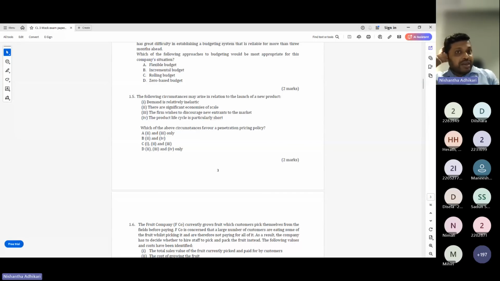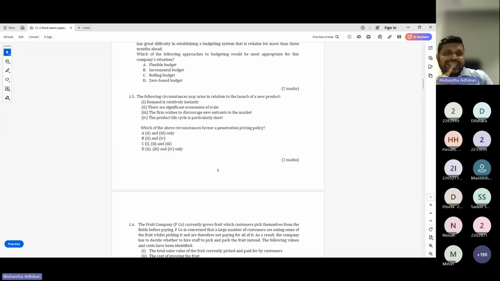Right, we will see. Demand is relatively inelastic. No, that is wrong. There are significant economies of scale. Yes, therefore you can offer a product at a lower price. The firm wishes to discourage new entrants to the market. Yes, you are offering at a lower price, so you will keep a low margin. The product life cycle is particularly short. No, it is a long product life cycle.